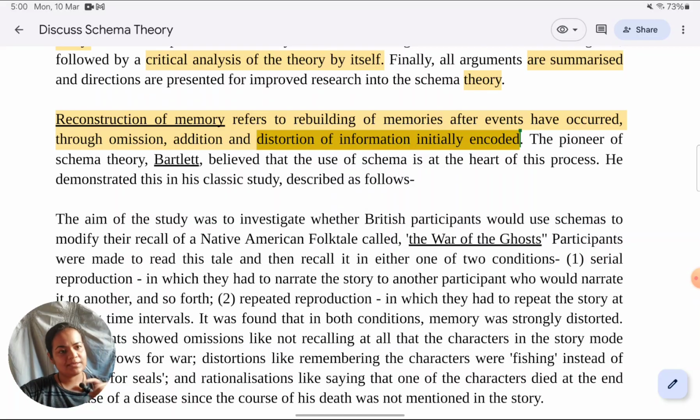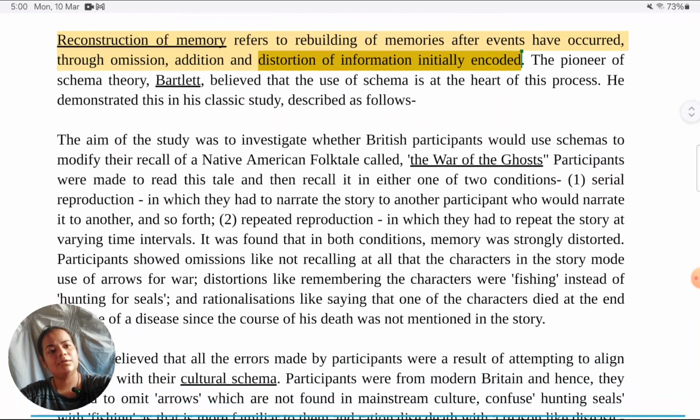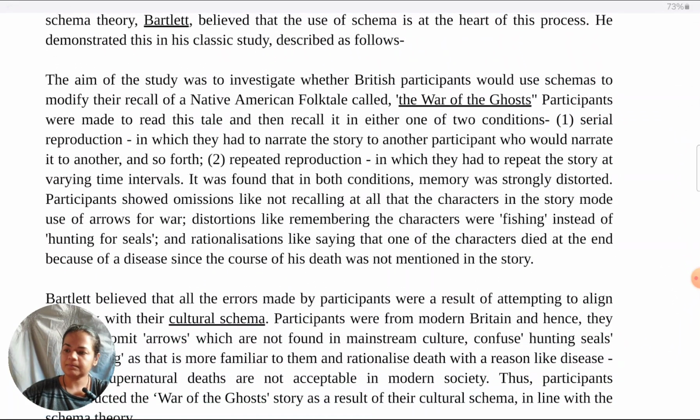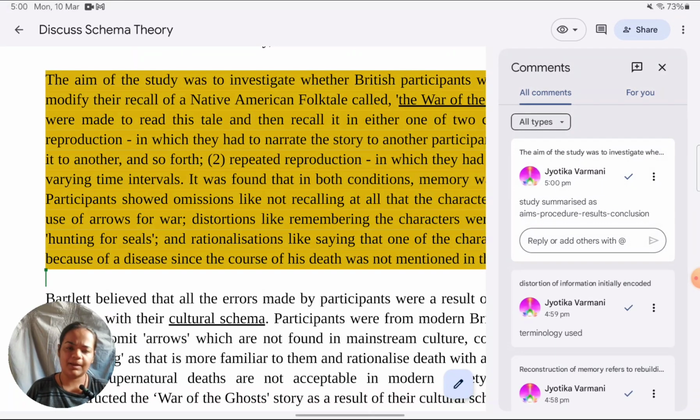Okay, now coming to the study which is used to support this argument on how schemas distort memory. The study is summarized in this format, which I think most schools agree with. All students tell me that they summarize study in this way only. Aims, procedure, results, conclusion. That just makes it very systematic. Never give studies haphazardly. Don't give like anywhere the procedure is there, anywhere conclusion is there. Aim, procedure, results, conclusion. Give it systematically.